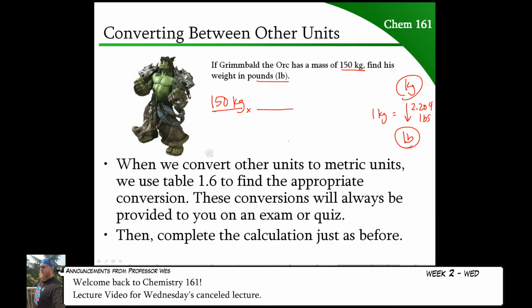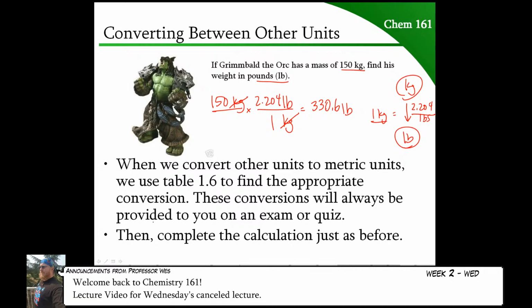Now we're going to place the units down. Same as before, I want to get rid of these units, so I've got to set it up in the same way so that they cancel out. And then I enter in the numbers. So 1 kilogram, 2.204 pounds. And we punch this in the calculator. I think it's 330, but I might as well use the calculator just to be sure. 330.6.